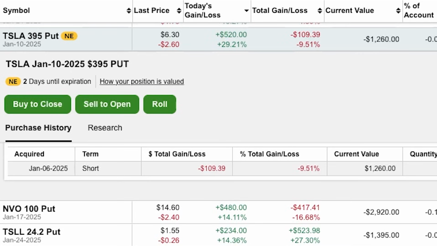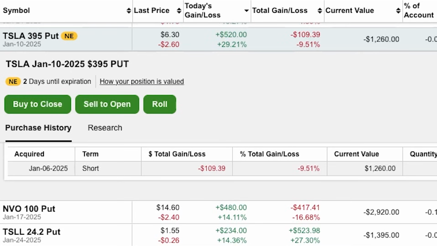Now, at the end of the day today, Tesla was trading at $393. So it's not very far away from the strike price, but I might worry that Tesla's going to drop a little bit more, so I might want to make my trade a little bit safer by bringing down this strike price from $395 and going maybe down to $390.